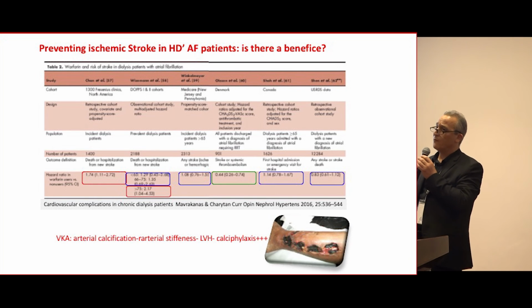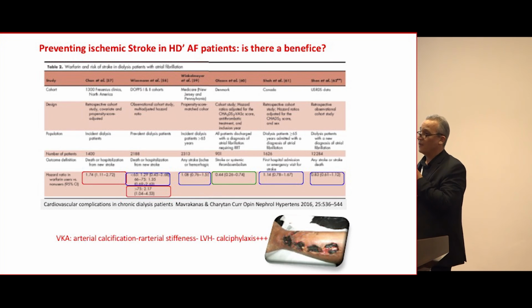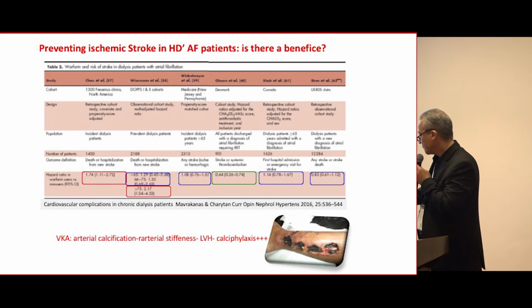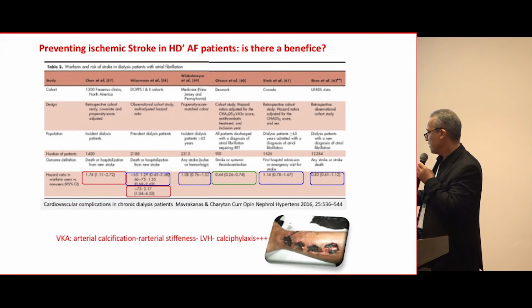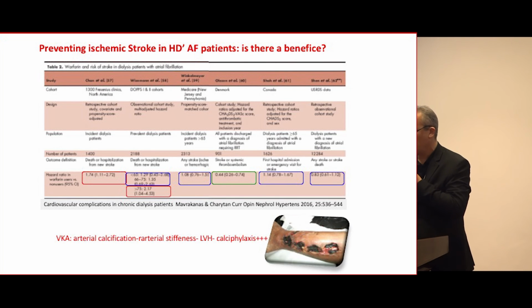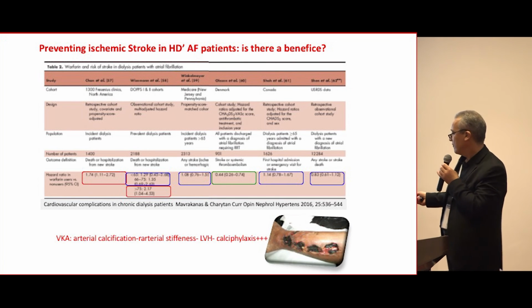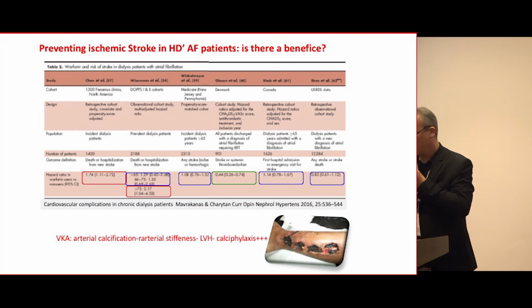The first cause of mortality in our dialysis center is bleeding, especially due to anti-vitamin K. Arterial calcification is also induced by vitamin K antagonists, as are arterial stiffness, left ventricular hypertrophy, and especially calciphylaxis. In the last two years I saw three cases of calciphylaxis, and all three were on anti-vitamin K.